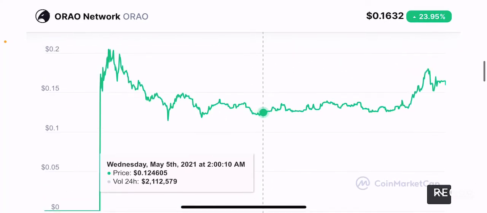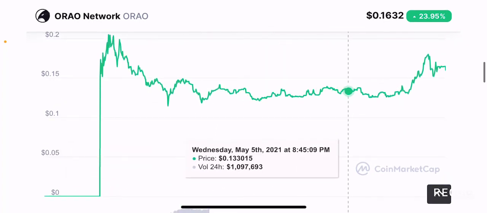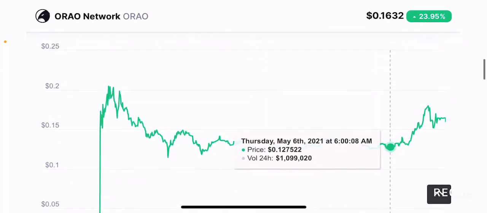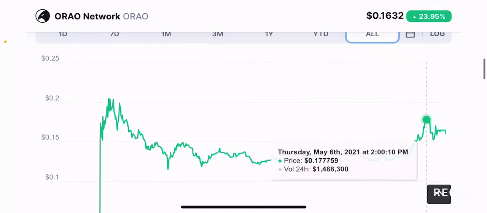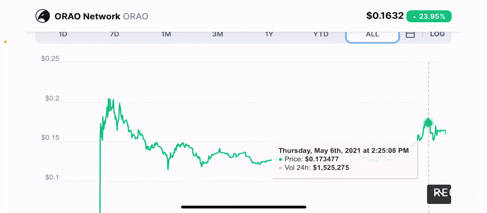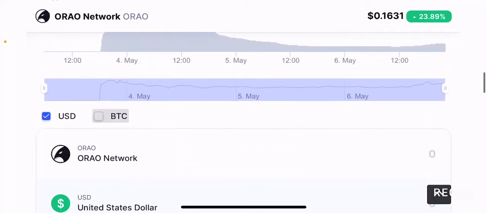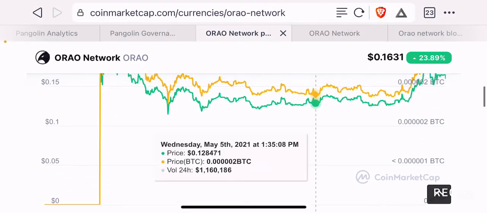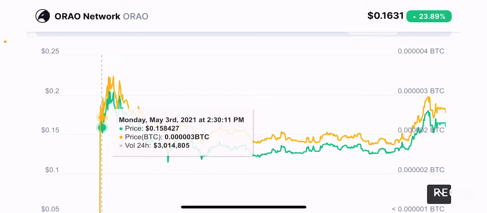There's a chance that this token is going to be extremely volatile, so please bear that in mind. It is an extremely risky token, but the potential for making some really huge gains is definitely there, right? If you take the BTC comparative, you can clearly see that the token price in Bitcoin comparative was also similar to that of the dollar comparative.